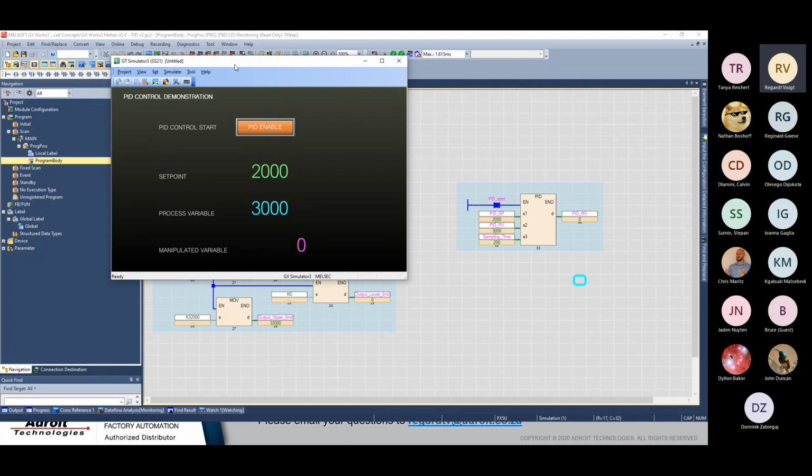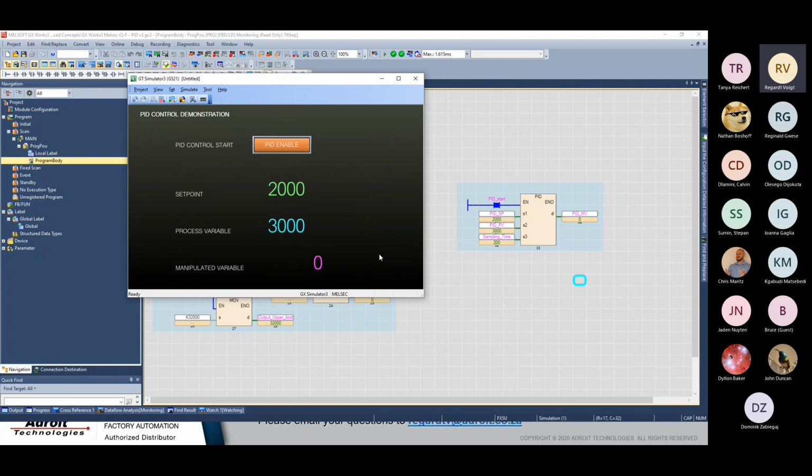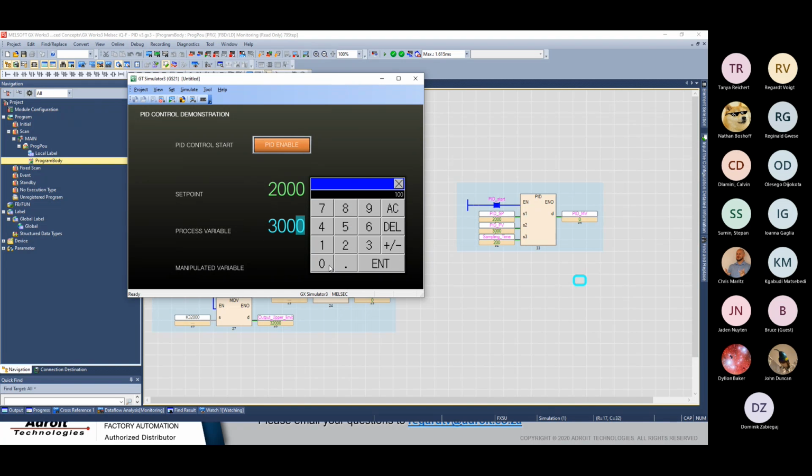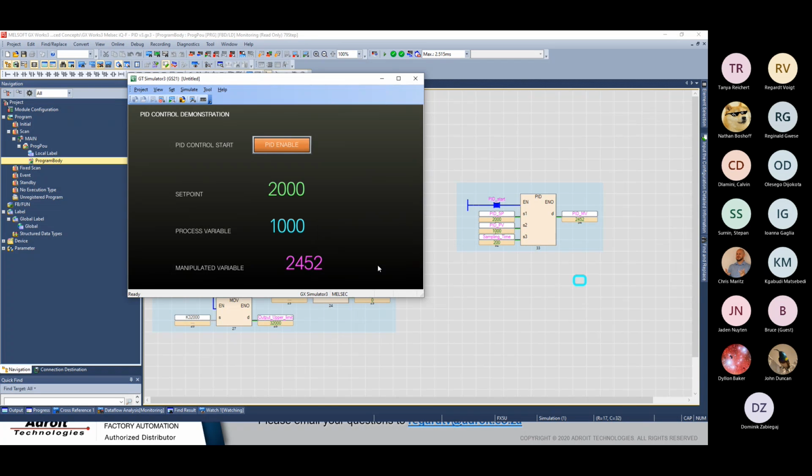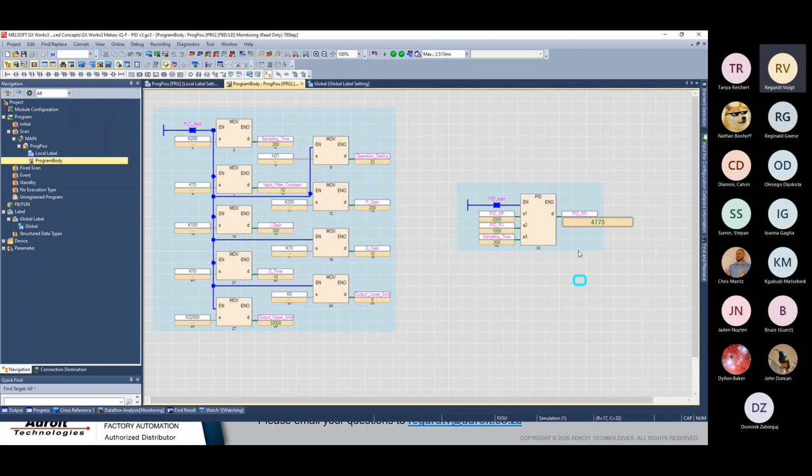Okay, so just going to see here. So it's not reacting because it's set on reverse control. So if I make this 1,000, the PID should start reacting, and the PID does react.